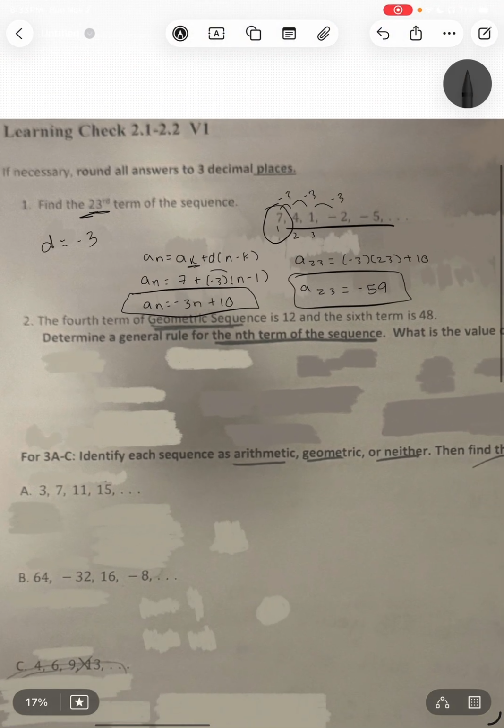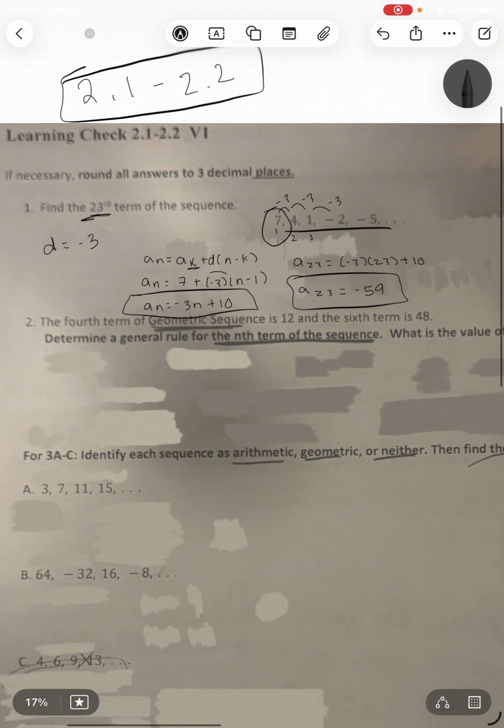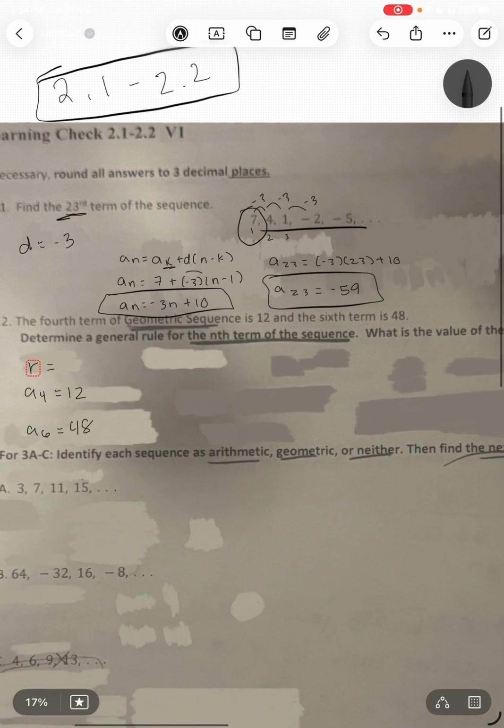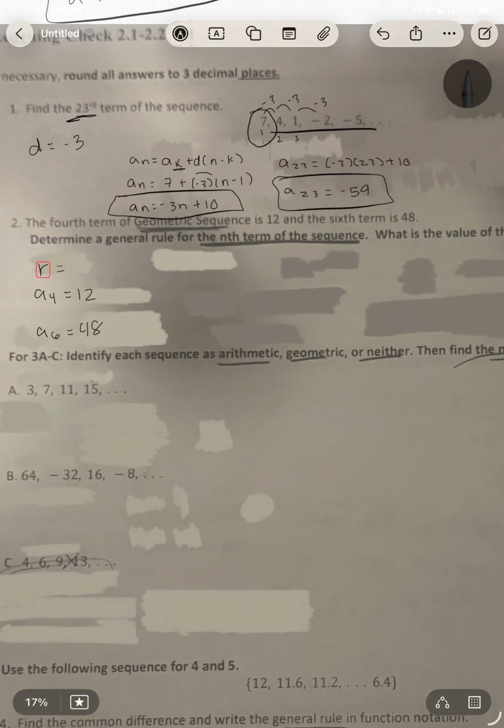Moving on. The fourth term of the geometric sequence is 12. A4 is 12. A6 is 48. And we know there is a rate, so we're going to put R, because it's a geometric sequence. Now we need to determine the general rule for the nth term of the sequence. We begin by writing our equation, which, since it's geometric, is AN equals A times the base of N to the power of N minus K. We don't have our zero term yet.